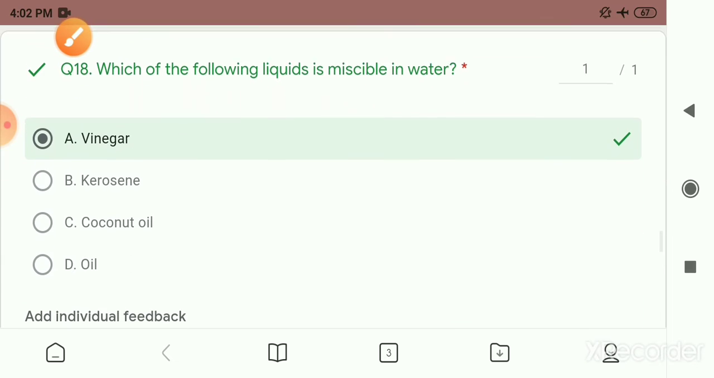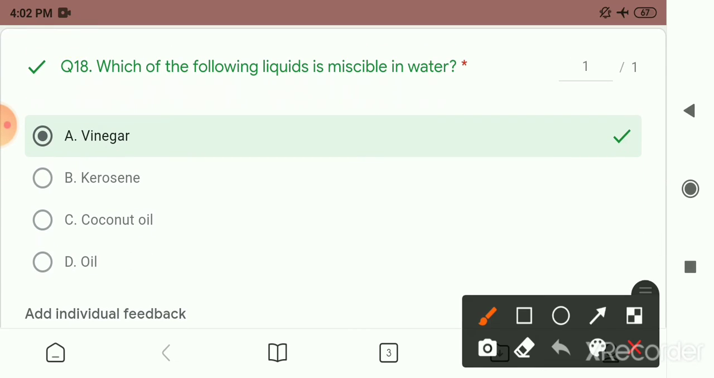Next is 18th number. Which of the following liquids is miscible in water, or we can say dissolves in water or easily mixes with water? The options are vinegar, kerosene, coconut oil or oil. So your answer is option A, that is vinegar. Vinegar is miscible in water or it can mix with water. So your answer is option A. The rest of the options, that is kerosene, coconut oil or oil, are not miscible in the water.